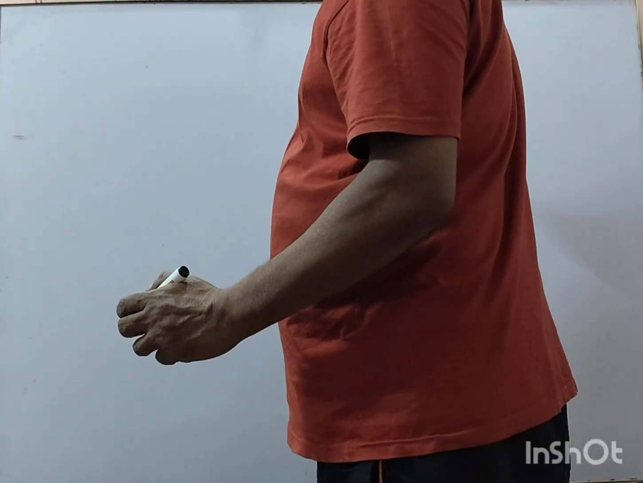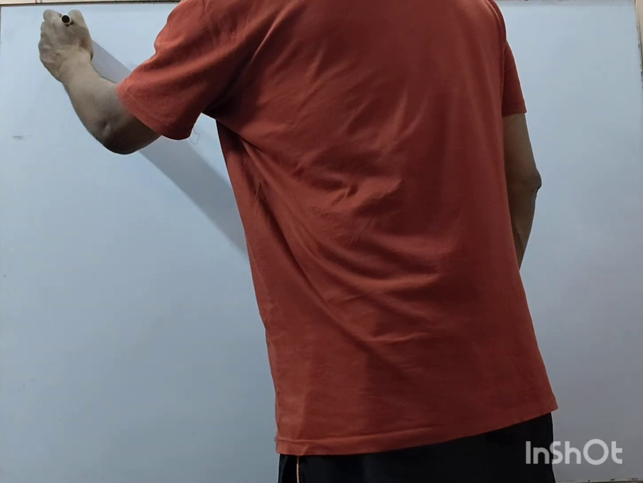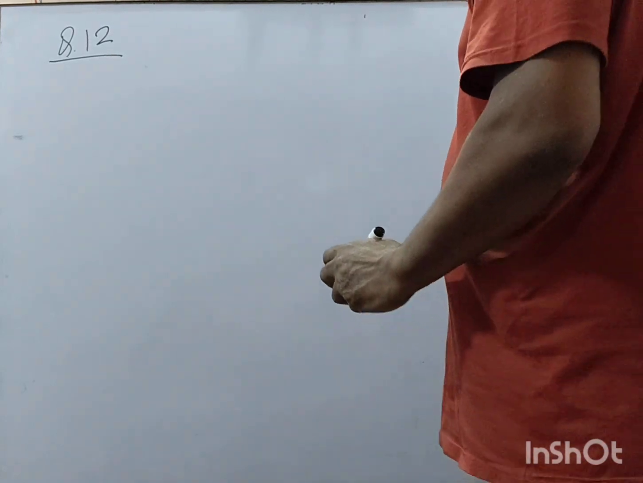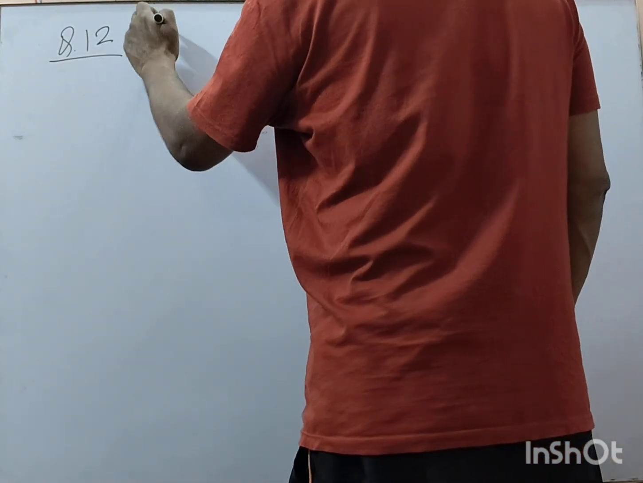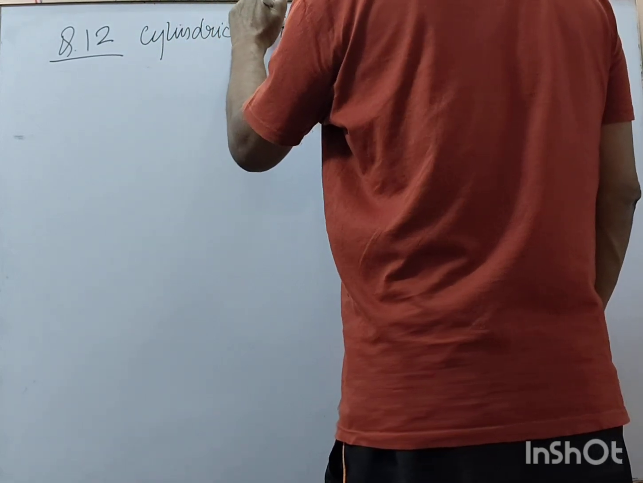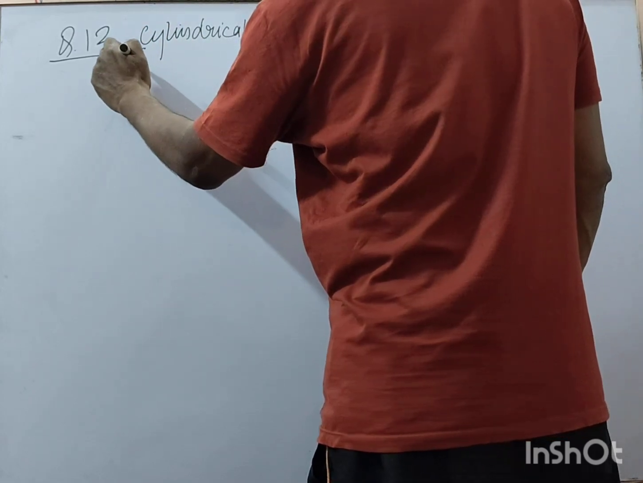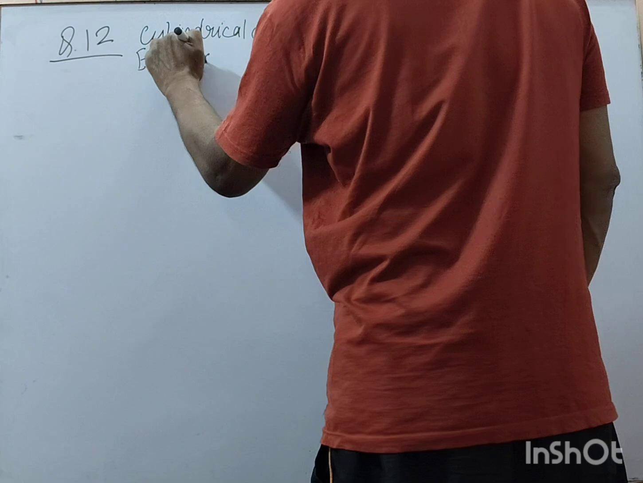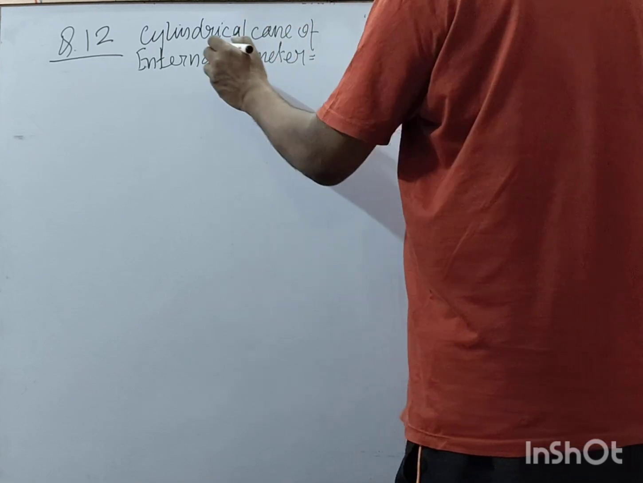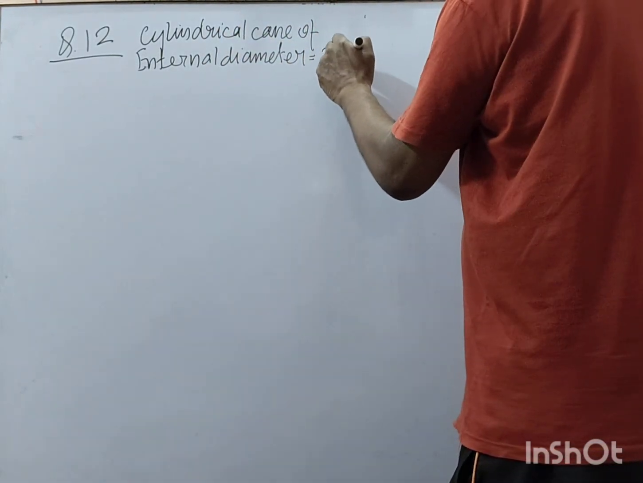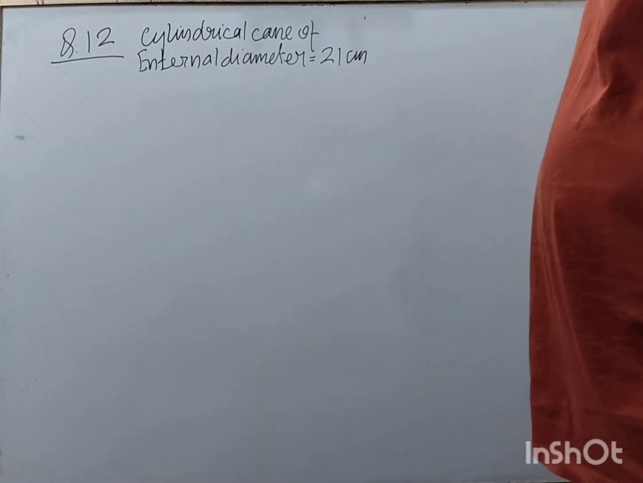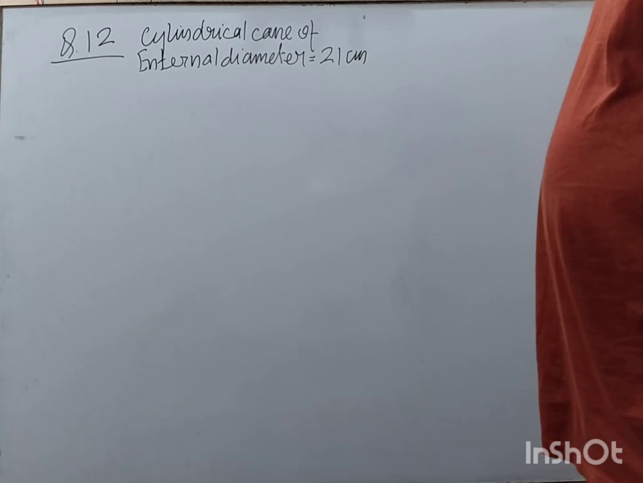Question number 12. A cylindrical can of internal diameter 21 centimeter contains water. Internal diameter is equal to 21 centimeter.